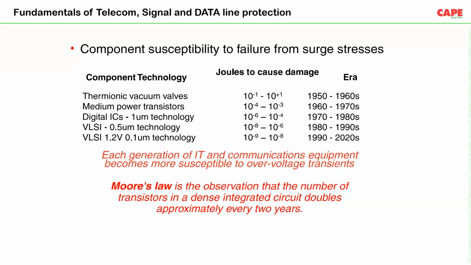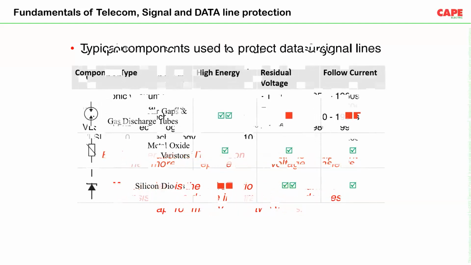For example, we can see our televisions. Earlier, very thick CRT tubes were used, and now we have flat screen LED TVs. With the reduction in size, the insulation level also decreases. And once the insulation level decreases, the equipment can fail very easily. Even a small amount of energy can fail or destroy an equipment.